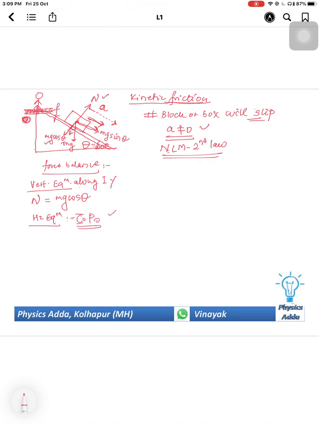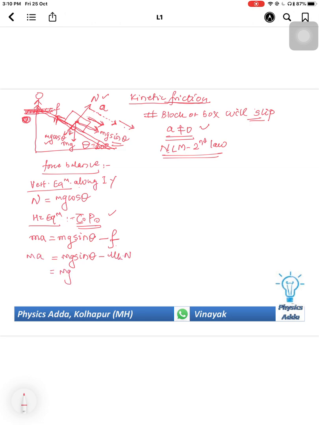Okay, so ma will be equal to what? ma will be equal to mg sin theta minus F, since the relative motion will be downwards along the inclined plane, the friction will oppose the relative motion, and it will act upward along the inclined plane. Okay, so what is the value of F here? F is mu k into N.